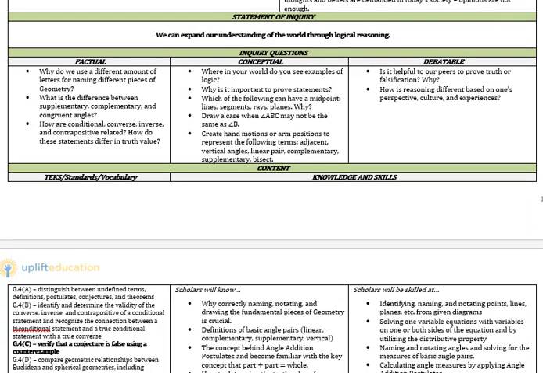Statement of inquiry. This is going to be really important, a huge theme, and you guys are going to have a lot of autonomy essentially on how to incorporate this statement of inquiry. But we can expand our understanding of the world through logical reasoning. Lots of different ways you can take that statement, lots of different ways you can have the kids talk about it, think about it.